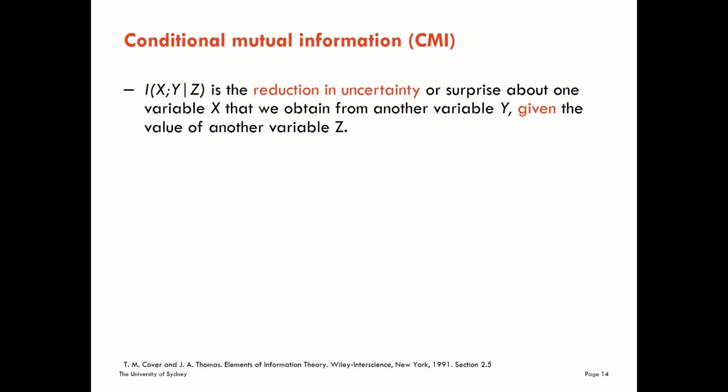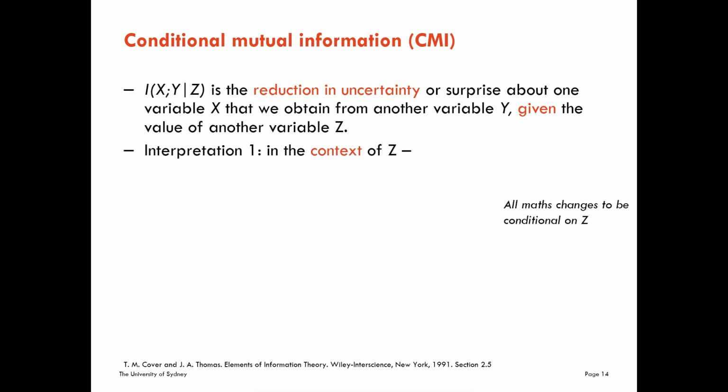So having just talked about the mutual information, you may not be surprised to know that we can talk about conditional mutual informations as well, the same way we talked about entropies and conditional entropies. A conditional mutual information is simply the reduction in uncertainty or surprise about one variable x that we obtain from another variable y, given the value of another variable z. We can interpret this in a few different ways.